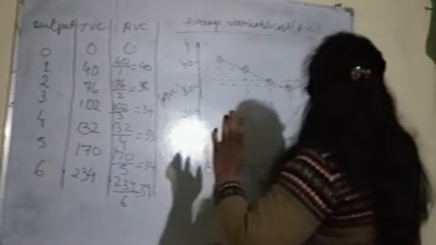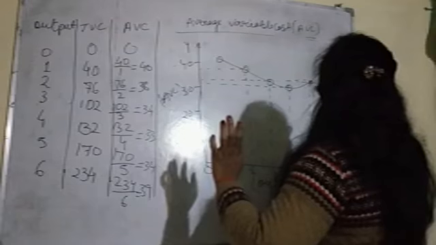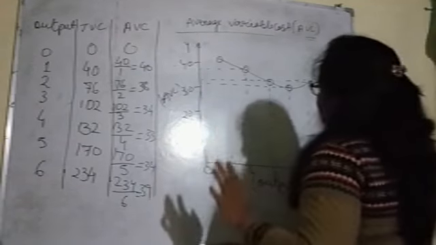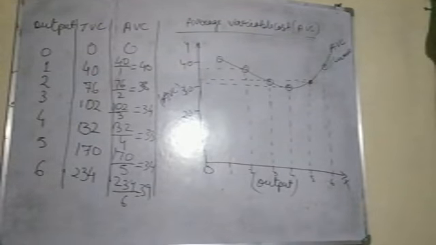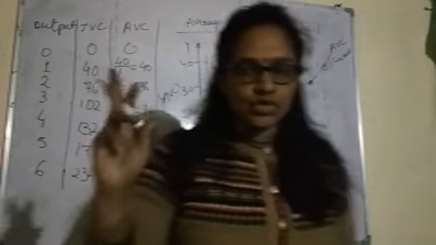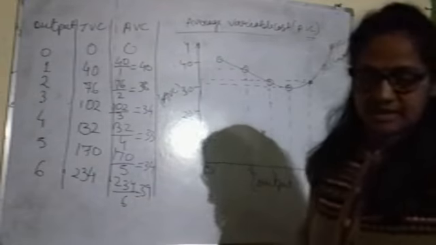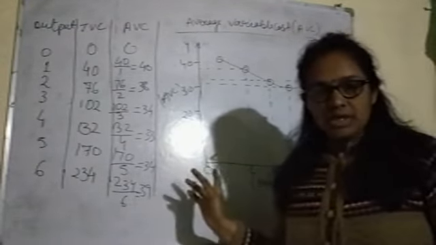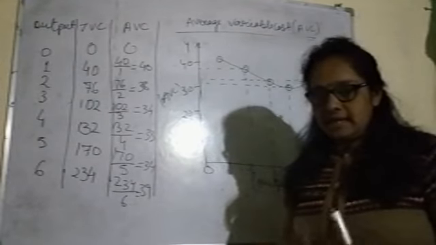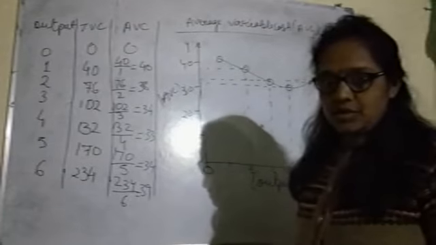So you see the shape of this is your AVC curve. It is U-shaped. Completely U-shaped curve we have got. Is it clear to all of you? Okay. Now, the shape of AVC and the relationship with AC, that I am going to do in the next video. Okay, children?